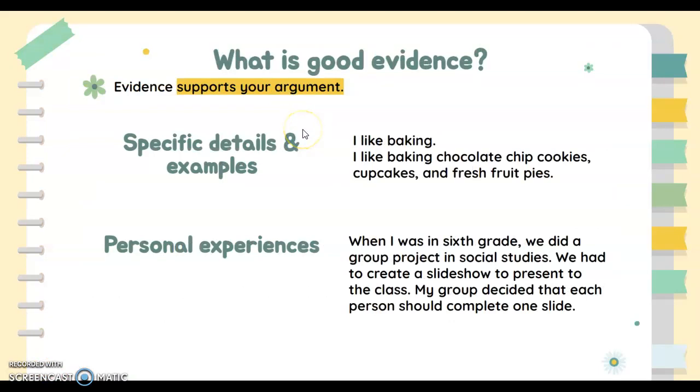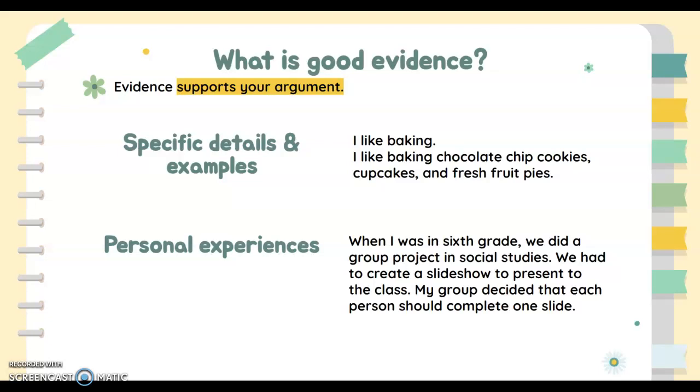So then this is the most important part of your whole essay, the evidence, right? How am I going to prove my point? How am I going to support my argument? How am I going to get the reader to agree with me? So the first thing that we should be looking for is specific details and examples. The more specific, the better, right?